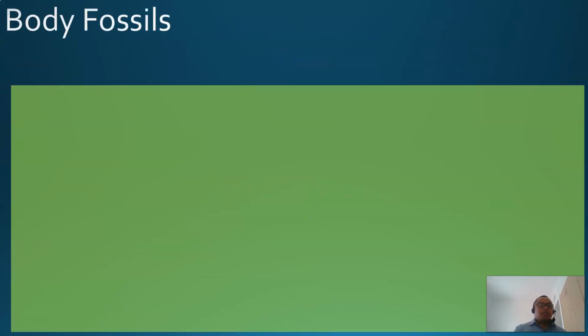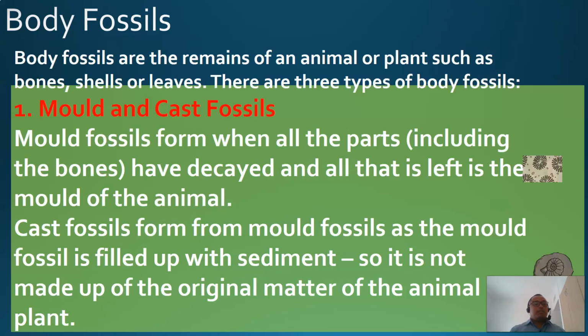There are different types of fossils. We call them body fossils. First, we have mold and cast fossils. Mold fossils form when all the parts, including the bones, have decayed and all that is left is the mold of the animal. Cast fossils form from mold fossils as the mold is filled up with sediments, so it is not made up of the original matter of the animal or plant. These are just like a print or a molding.